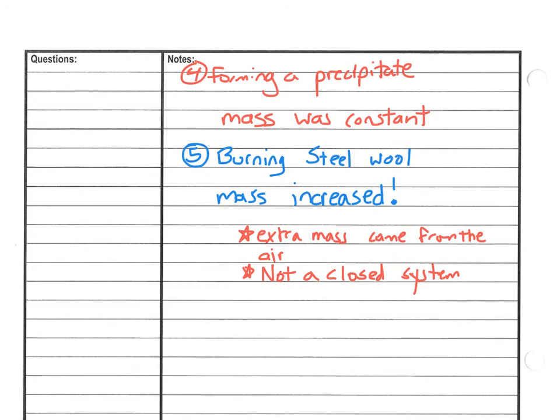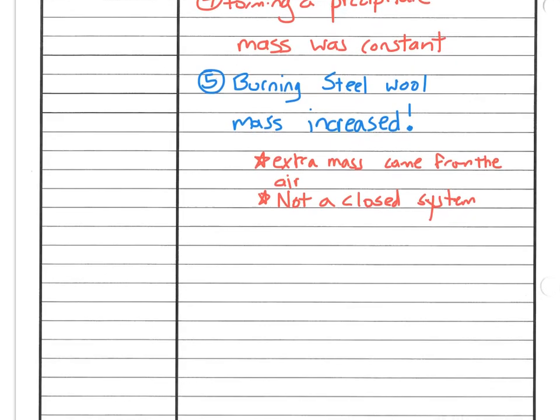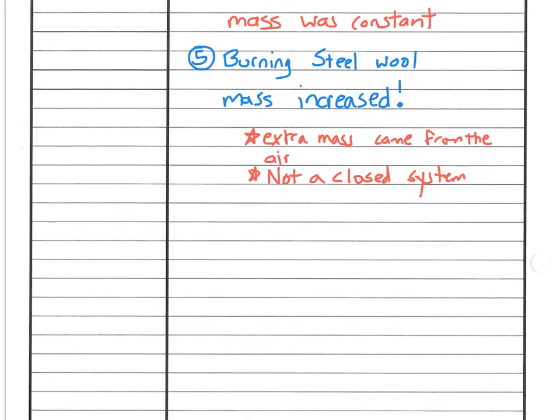If we had been able to measure it beforehand, if we had been able to measure all of the air that ended up sticking to the steel wool, we would have seen that the mass stayed the same, but we can't really do that. Measuring air is pretty difficult. So we saw the mass change instead. On the last one, a similar problem.